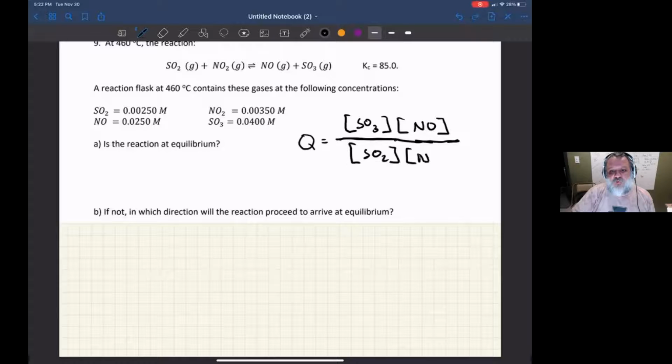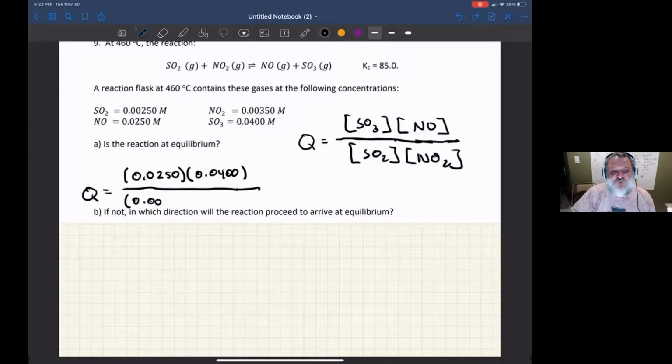So if I were to write the concentration of the products over the concentration of the reactants raised to their stoichiometric coefficients in this form, then this only equals the equilibrium constant when this reaction is at equilibrium. And I give you the equilibrium constant, it's 85.0. So I want to figure out what the value of Q is, because if the value of Q equals 85.0, then the reaction is at equilibrium.